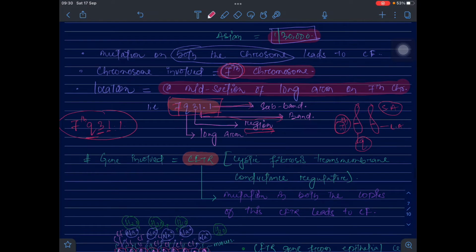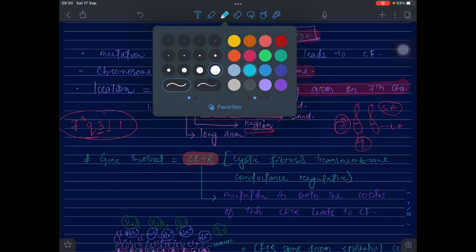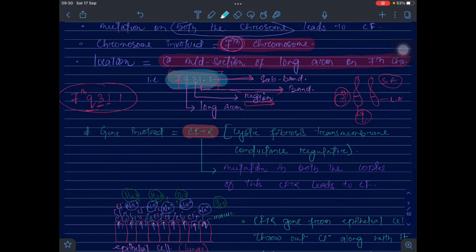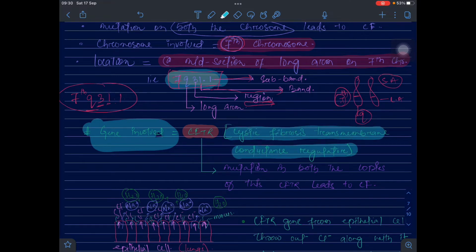Okay, so this is very important. I would like to highlight it one more time. 7q31.1, that is the long arm of the 7th chromosome at 31.1. Just remember that. And what is the gene involved here? The gene involved is the CFTR gene, cystic fibrosis transmembrane conductance regulator. Just mark it up, I'll explain in the later portion.